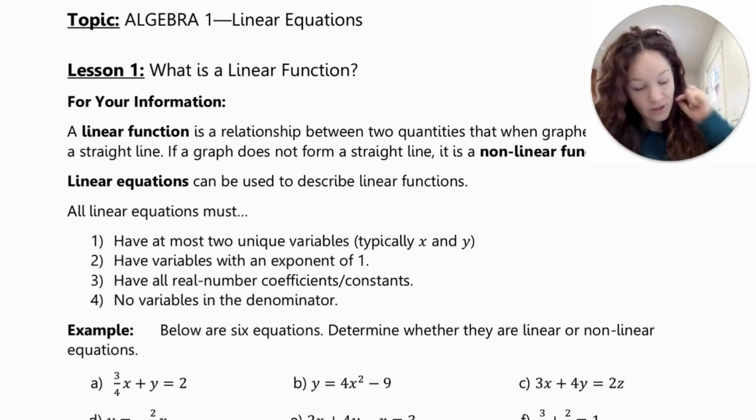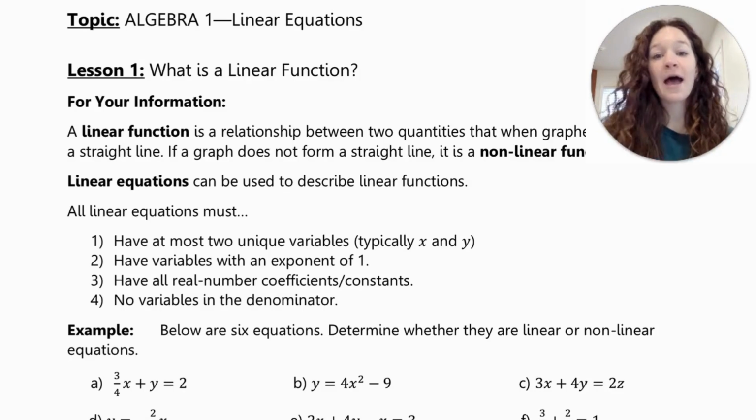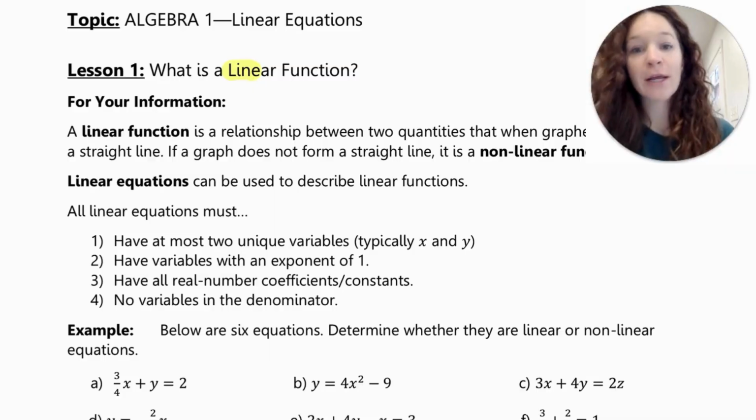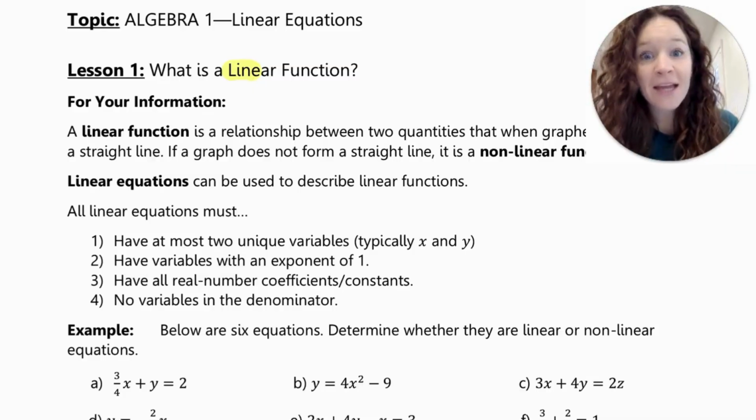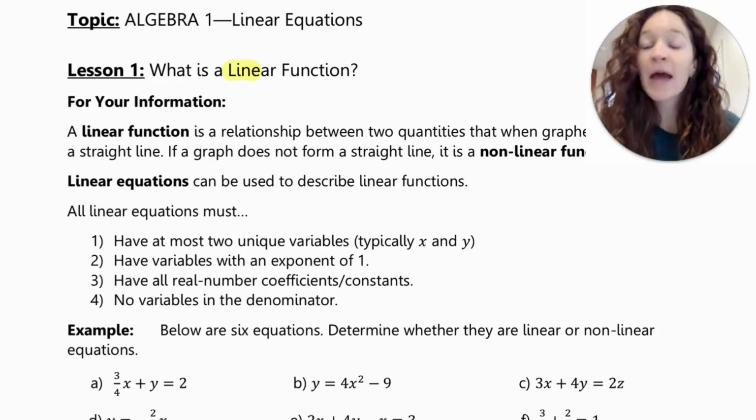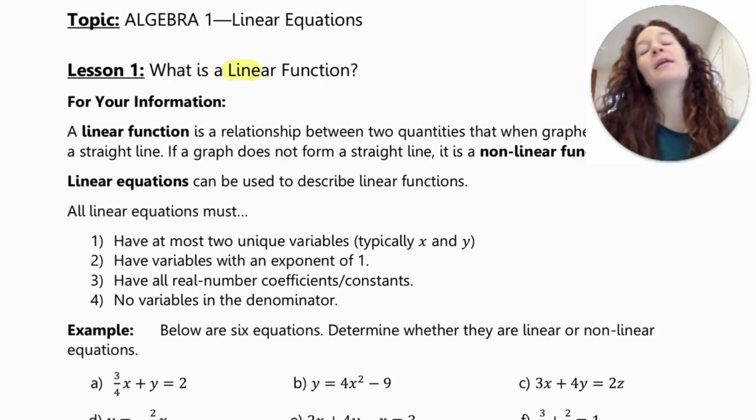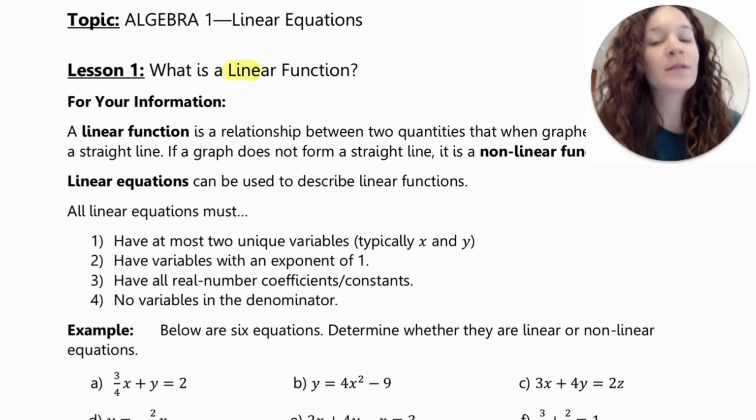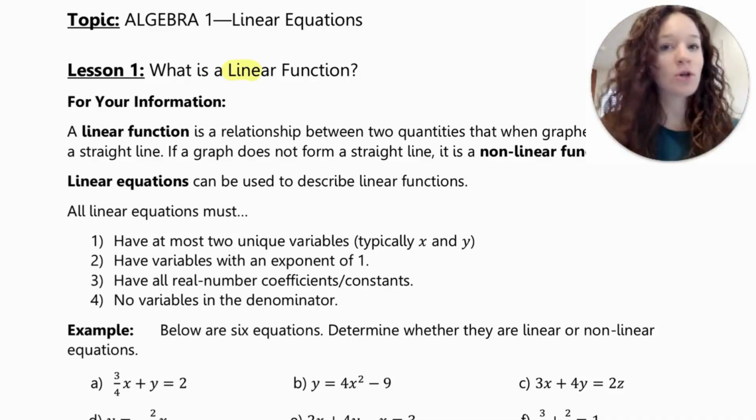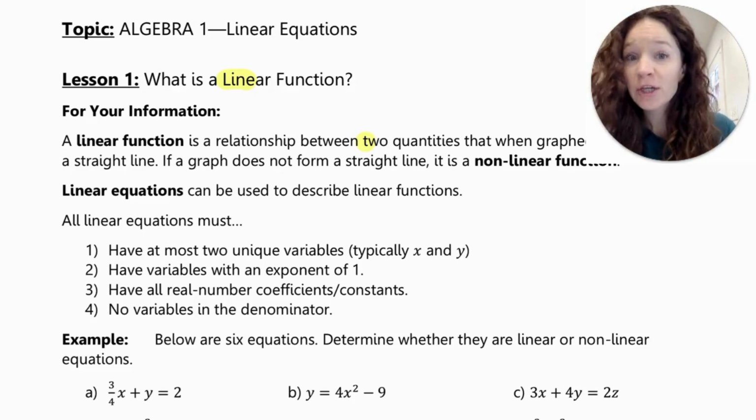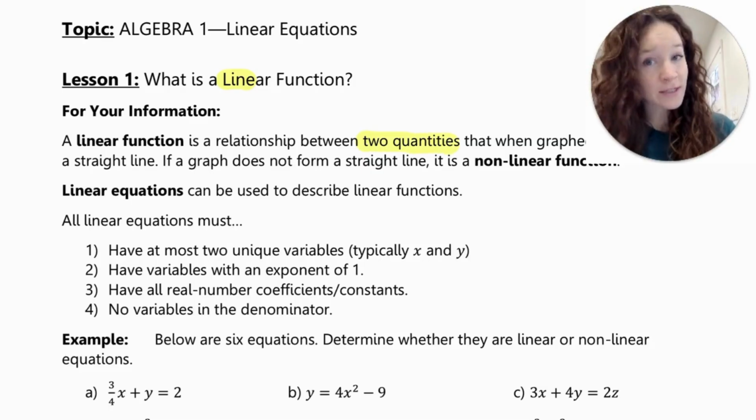And I like to always point out to my students that the word linear has another word in it, and that word is line. If you can remember that, that's what a linear function is. It is a straight line. But it's more than a straight line. What does a straight line consist of? Talking about the heart and soul of it, a linear function is representing two quantities.